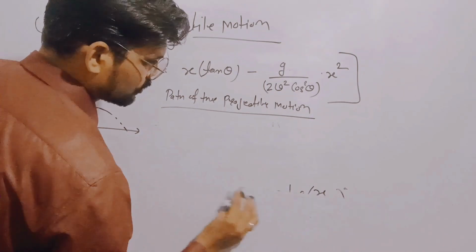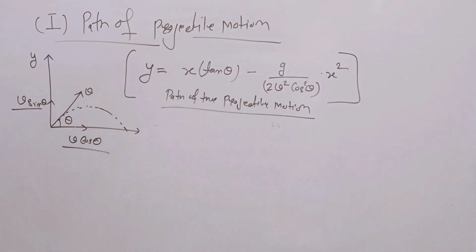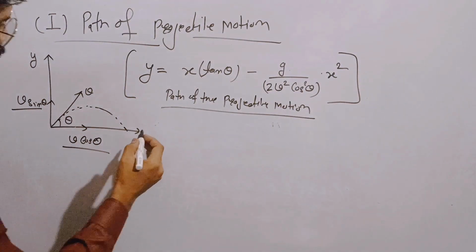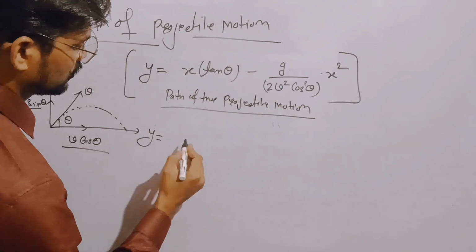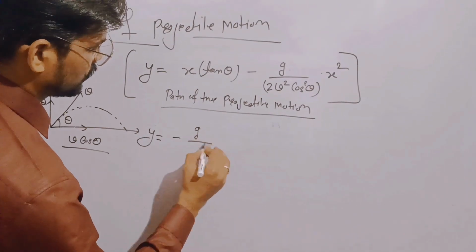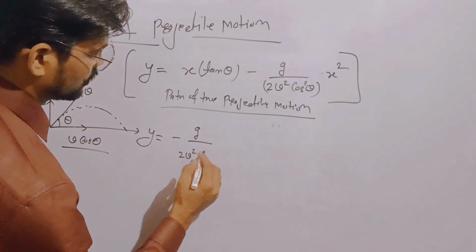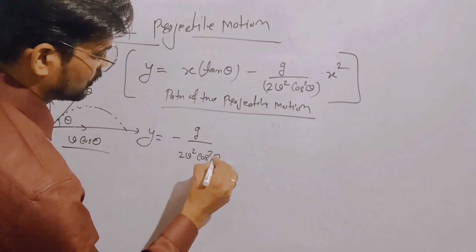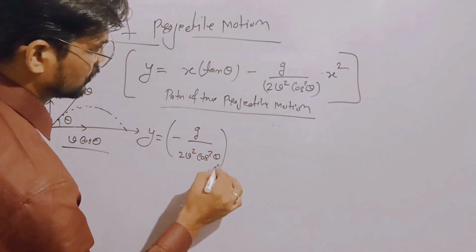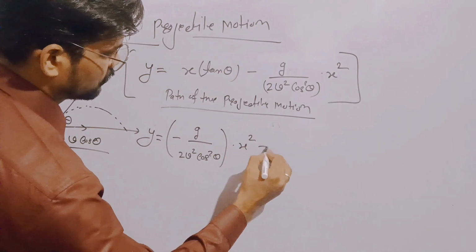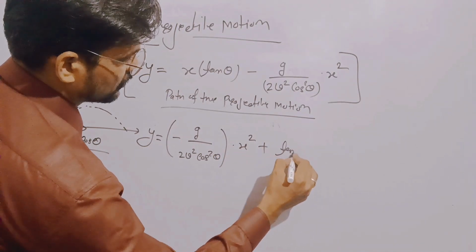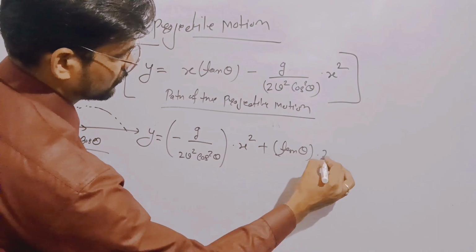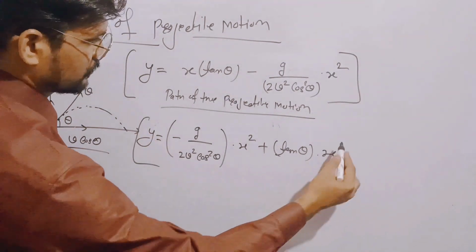और simplified लिख सकते हैं इसको: y is equal to minus g upon 2v square cos square theta into x square plus tan theta into x.